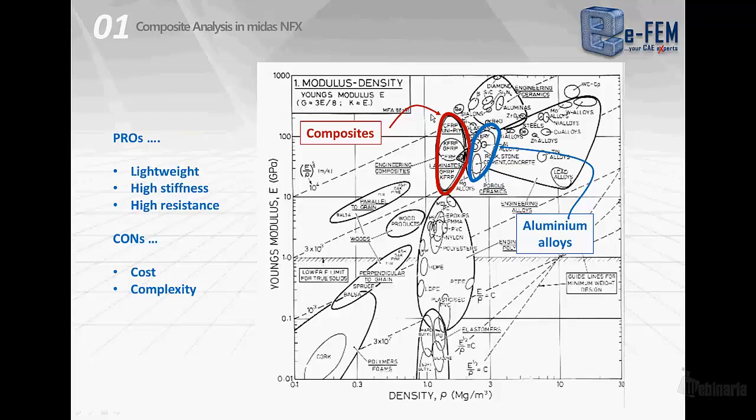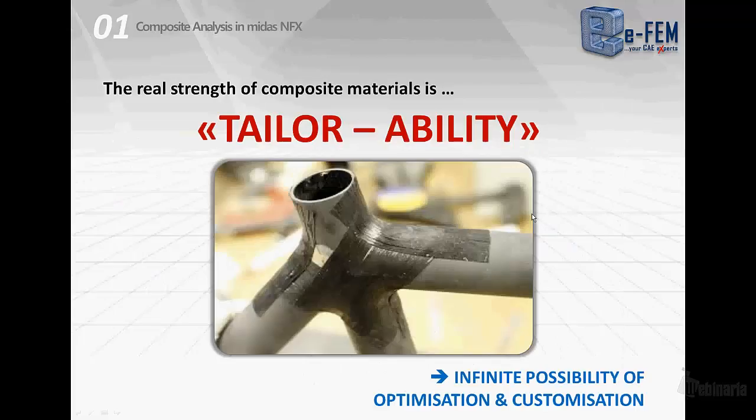So why is it preferable to use composites for lightweight and for really high-end applications? The answer is the tailorability of the material. We can design the material into the manufact in order to have the desired properties of the material in a specific point of the manufacture. This is the main advantage, and so we have infinite possibility of optimization and customization of the material into the manufacture. How to do that?